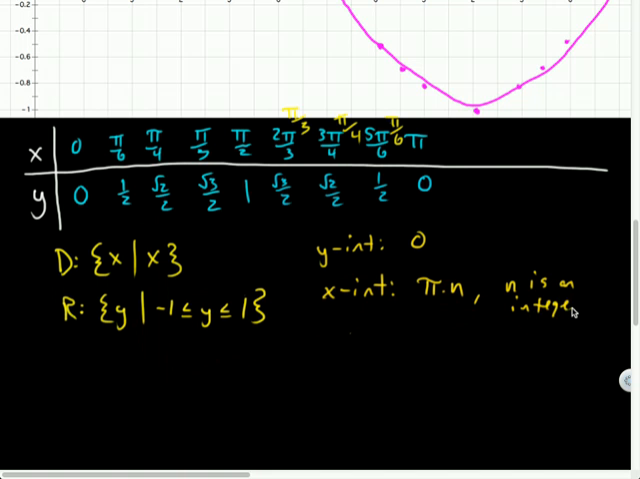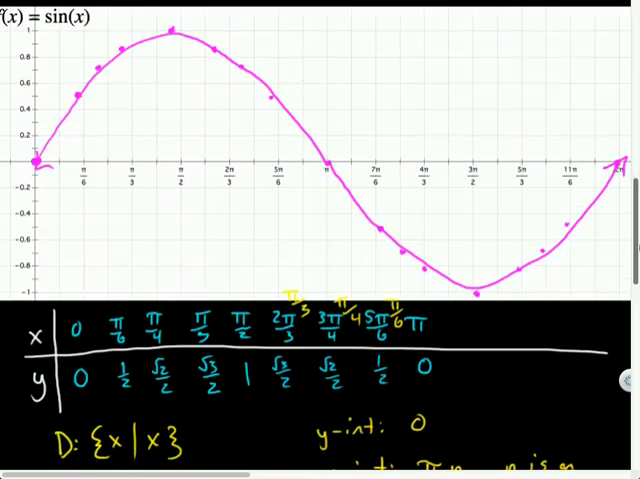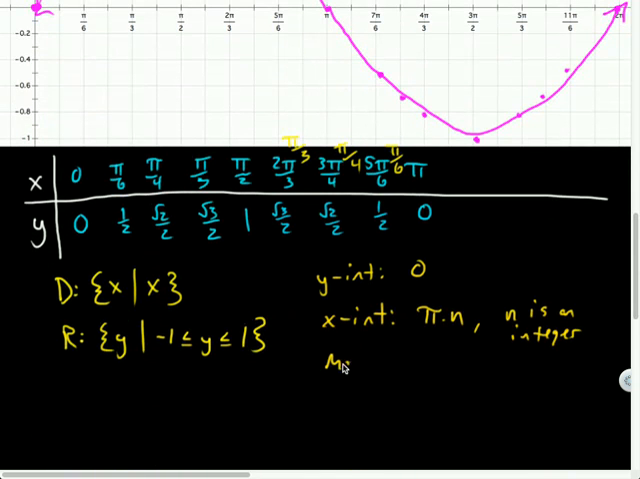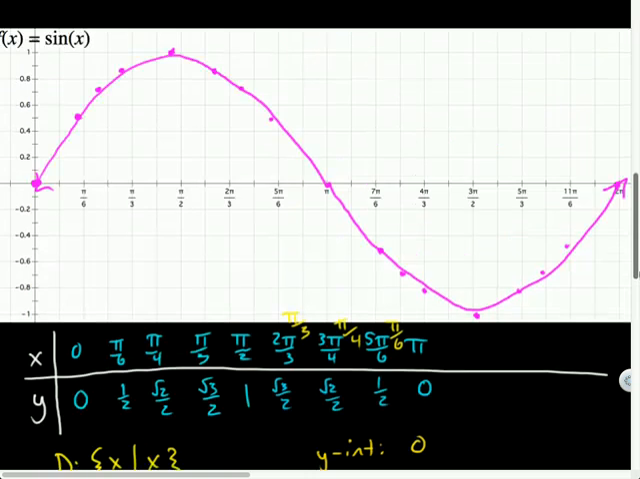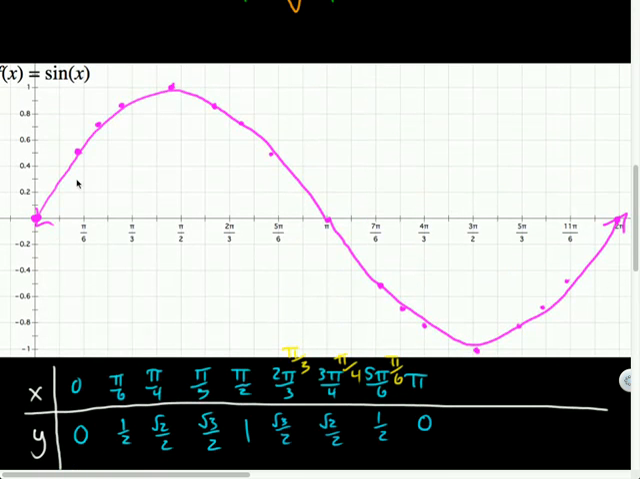Where do the maximum values occur? The maximum value occurred where? 90 degrees, or at pi over 2. So at pi over 2 it occurs, and where else would it occur? 3 pi over 2? It would occur a full, how far away from that? 1 period, or 2 pi units away, right?